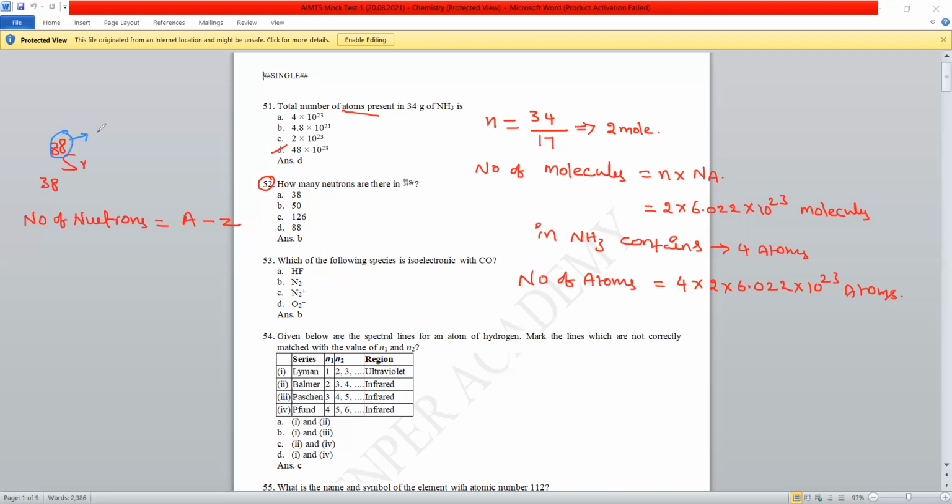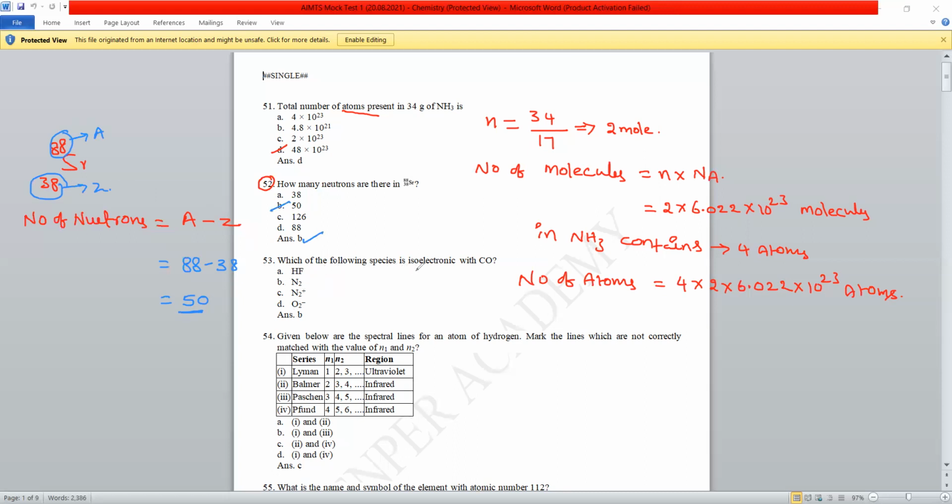This is mass A and this is Z, the atomic number. So substitute here, A value is 88, the mass, and atomic number is 38. On subtraction we'll get 50. 50 neutrons are present here. So you can check the options: option A 38, option B 50. So option B is the correct one. Next we can go to 53.